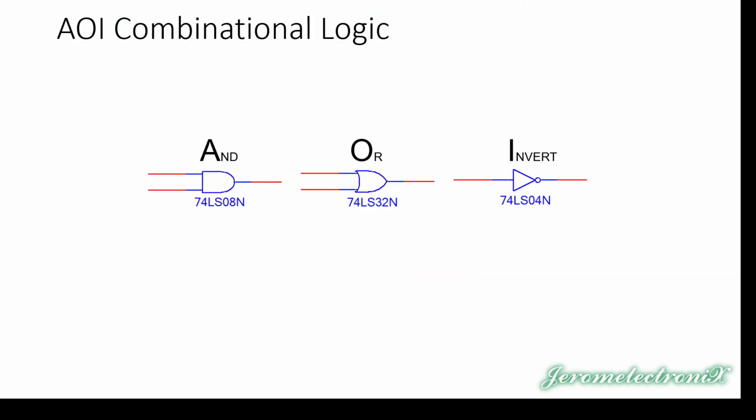We're going to be using combinational logic, also known as AOI logic, because A stands for AND gates, O stands for OR gates, and I stands for inverter gates. So if we use an AND gate, that's an 08. If we use an OR gate, that's a 32. And if we use an inverter or a NOT gate, that is an 04.